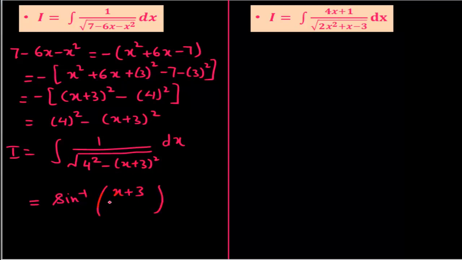It is x plus 3, and in place of a we have got 4. So the integral is sine inverse of (x plus 3) divided by 4 plus constant of integration. Now see the next one. This one is different from what we have done till now.